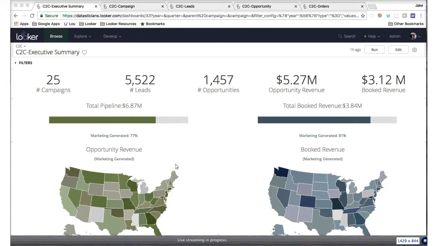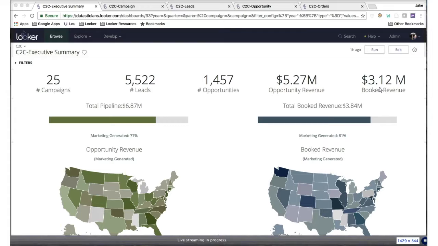So across the top, we can see those important metrics all together. Like Tarlok was saying, it looks simple, but this is actually pulling from a bunch of different data sources to get us the top level information we want. How many campaigns have we run? How many leads did that generate? From those leads, what became opportunities? And then what opportunity revenue do those represent? And finally, what's our booked revenue?